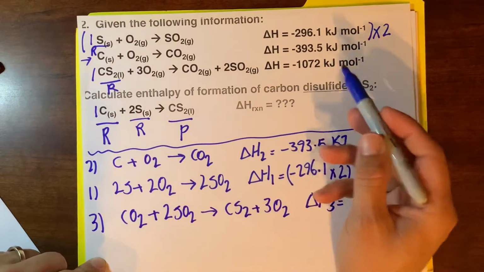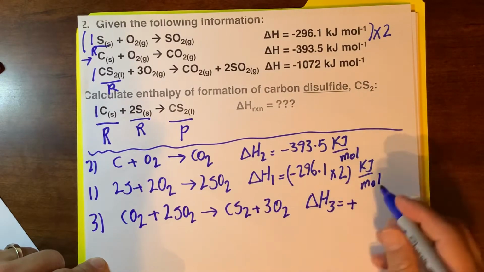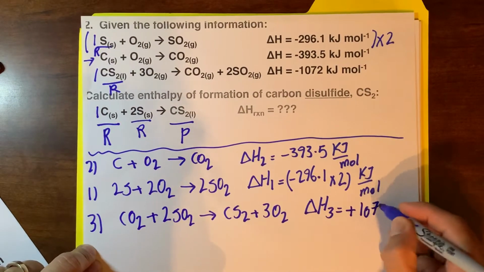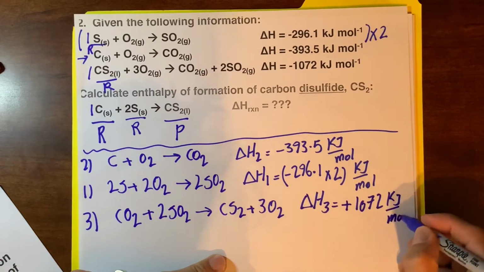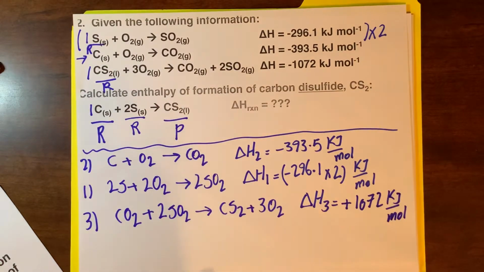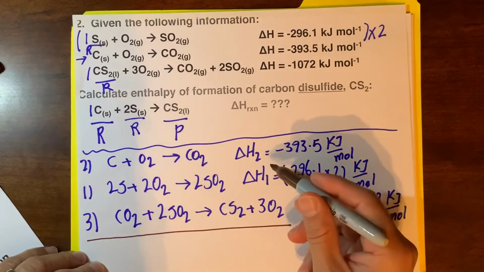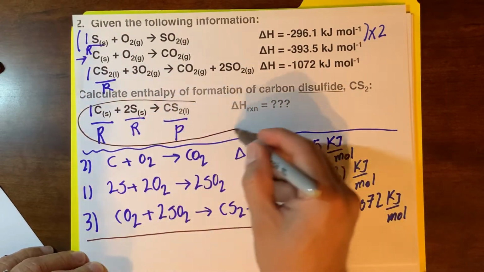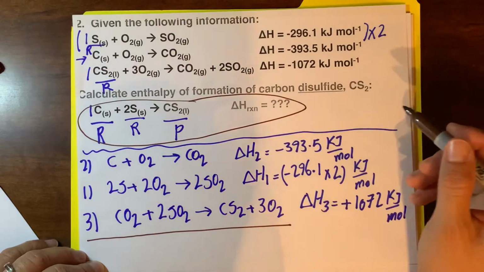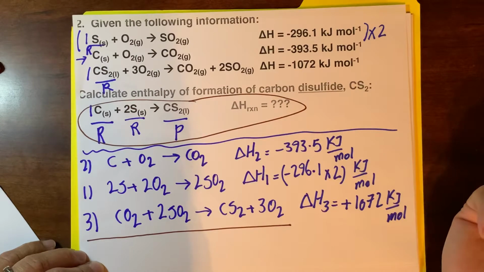What's happened with delta H of the third reaction? Because we flipped the reaction, the sign will be positive. So I say plus 1072 kilojoule per mole. Okay, so now, time to add these 3 reactions to generate the given reaction. If you cannot generate it by adding them, then somewhere you made a mistake.